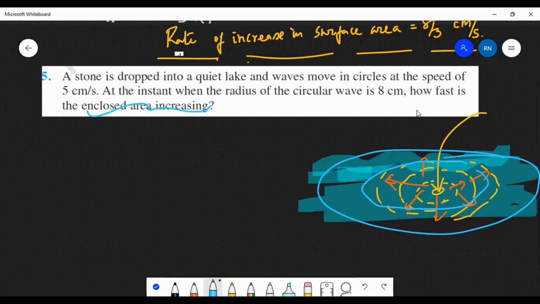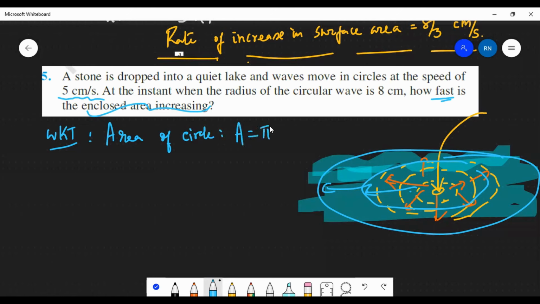Okay. So that's what they are asking. Now, how fast is the enclosed area increasing? If the radius is changing at a speed of 5 centimeters per second, what is the area's rate? Very simple question. Very direct. So we know that area of circle, capital A equals pi r square.